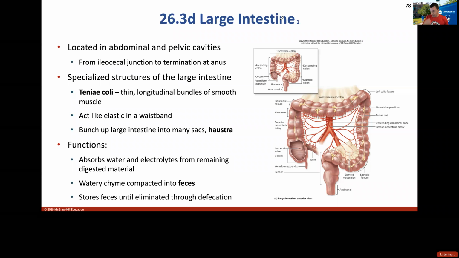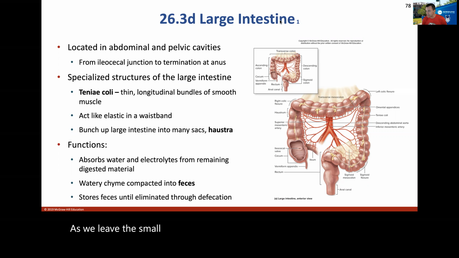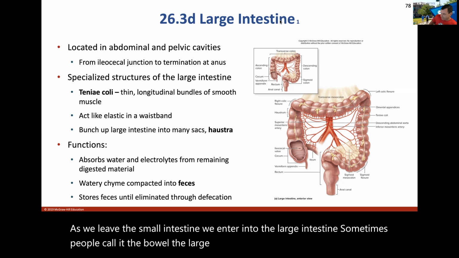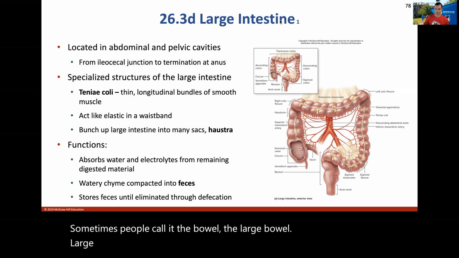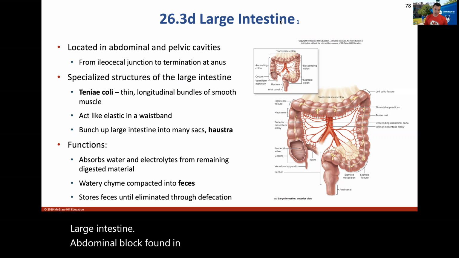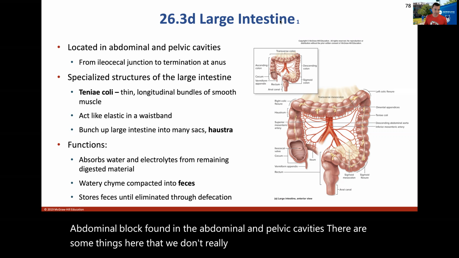As we leave the small intestine, we enter into the large intestine. Sometimes people call it the bowel, the large bowel, large intestine. It is found in the abdominal and the pelvic cavities. There are some things here that we don't really see other places.